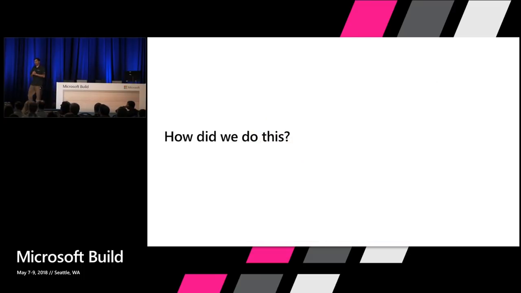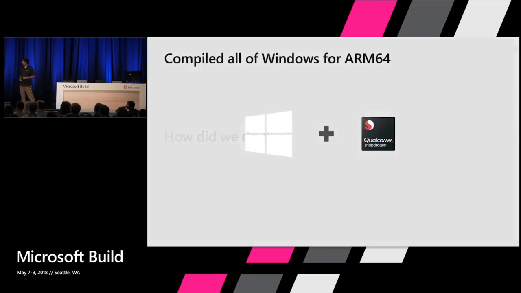So how did we do this, right? What we did is we took all of the Windows source code that we have, everything that we have inside Windows, inbox components, and we recompiled it to ARM64. So this is the ARMv8 instruction set for those really curious. I don't know if anybody cares, but that's the instruction set that we target.